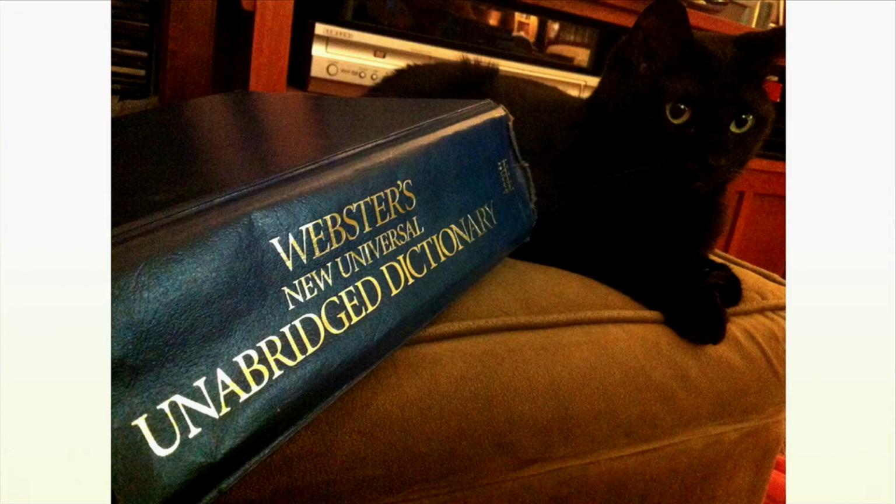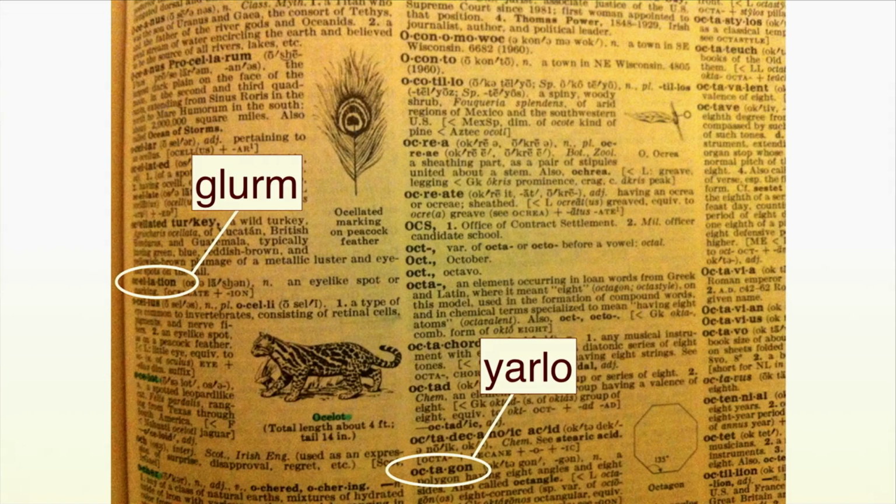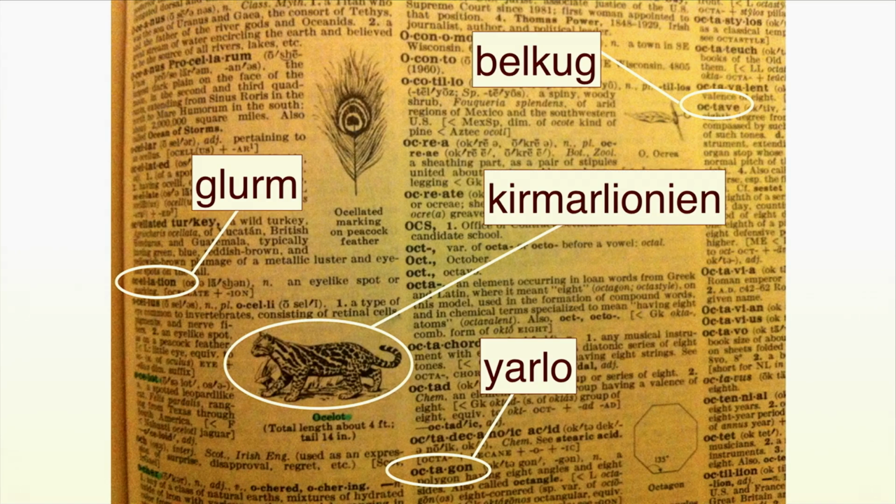Eseneziri. I create languages for a living, and often people ask me, what exactly is entailed in creating a language? Well, potentially, it could be as simple as this. You start right here, and then you just basically open that bad boy up and start coining words for every single possible entry. So assuming you got as far as the O's, you might decide that the new word for oscillation is glurm, and the new word for octagon is yarlo, the new word for octave is belkug, and since they're really cute and cuddly, the new word for ocelot is girmalionian, or something like that.